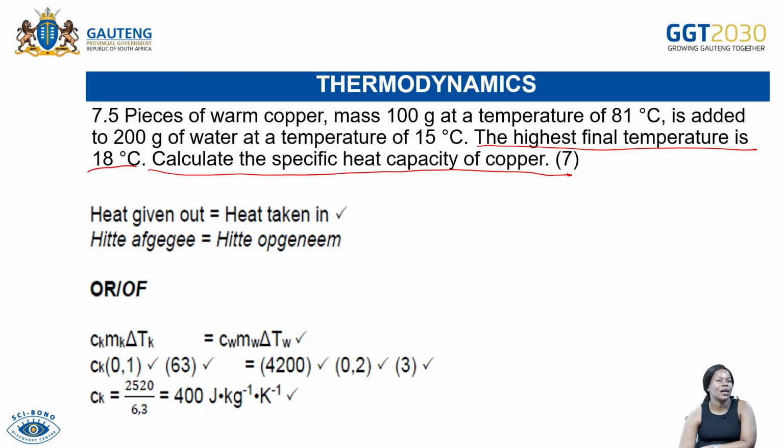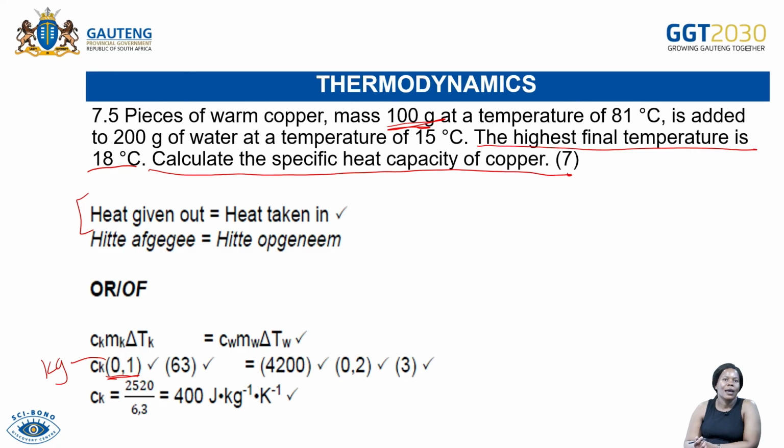We look at the heat that is given out, which is equal to the heat that is given in, because this is the law of conservation of heat. All right, so then we have c_k, m_k, delta T_k. So we're going to look at the heat that is given out, which is equal to the heat that is given in. Okay, so we substitute, because this 0.1 was that 100 gram, but we had to convert it to kilograms. And then we had 81 degrees.